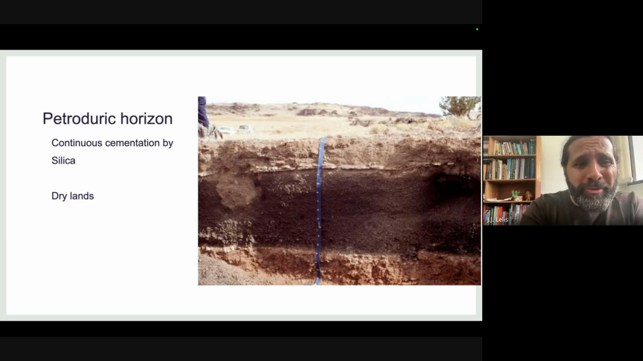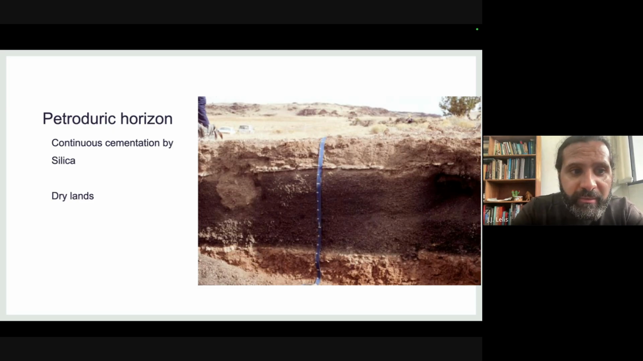Okay, we have the petroduric horizon. It's totally different from the others. This horizon expresses cementation of the soil, but now cementation by silica, and it's quite common in dry lands. This was one of the horizons that I could see in the last field work that I did last week. So nice. Unhappily, I didn't have enough time to show you the photos here, but I can send them to you later. They are common in dry lands.